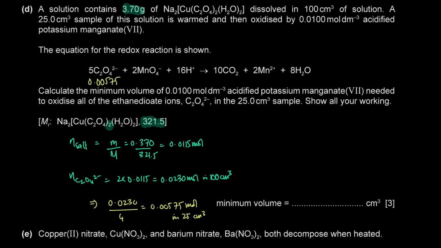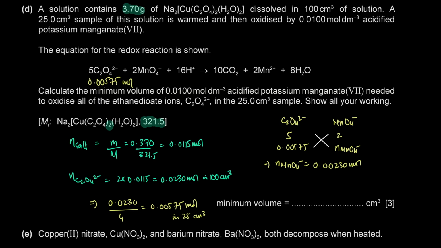or 0.00575. So then, since we want to find the volume of manganate 7 solution needed, we can now find the number of moles of manganate using this ratio in the equation of 5:2. So we know that for every 5 moles of ethanoate ions, we're going to need 2 moles of manganate 7 ions. And since we have 0.00575 moles of this, let's say we need n moles of manganate ions. We just cross multiply and we get 0.00230 moles of manganate 7.